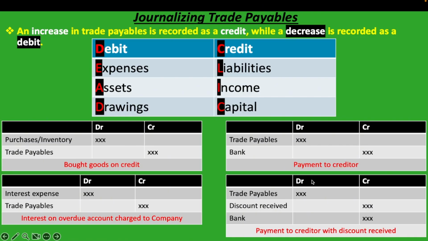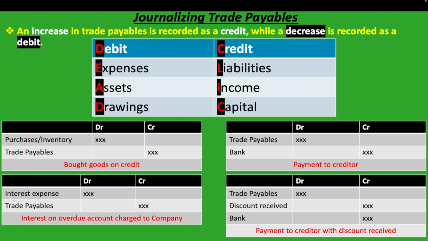So I'll put 10,000 rand on the debit side for trade payables. My discount received is going to be the 1,000 rand, the 10% of 10,000 rand. And my bank is going to be the 9,000 rand. And so you can see my debit still equals my credit. My debit is 10,000 rand for trade payables, and my credit is 1,000 rand for discount received and 9,000 rand for bank if I'm paying them. And so this is how you'd go about journalizing trade payables transactions. And I hope it makes it more clear as to how you handle transactions such as this.